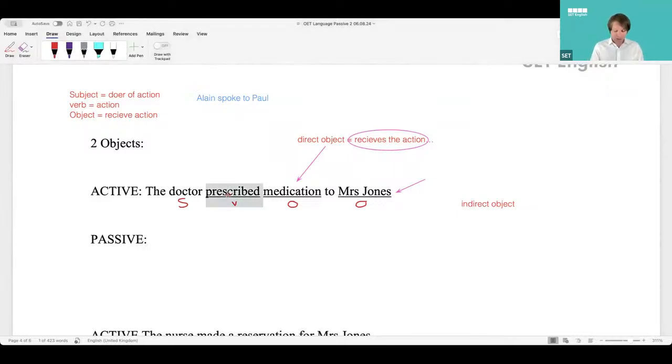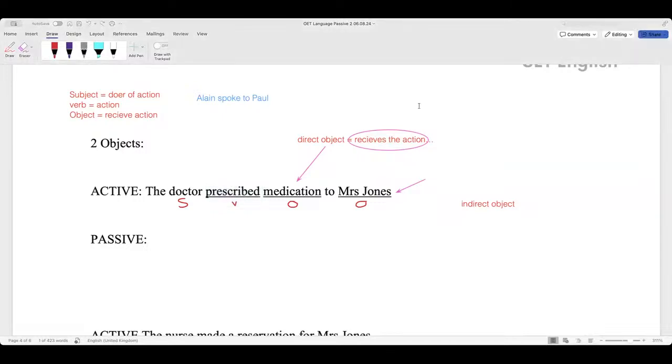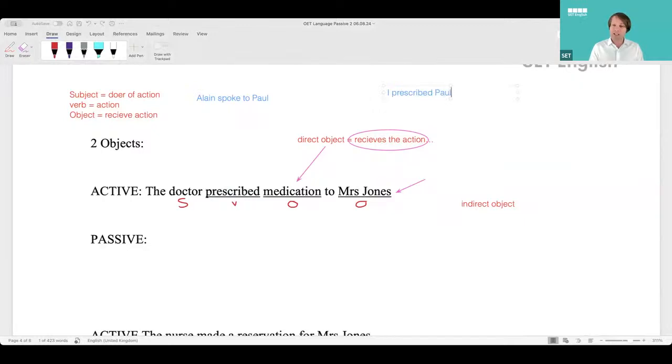If I change this to "speak," then Mrs. Jones can be the direct object, but it's "prescribe." What does that mean, guys? Prescribe. Given. Something we are giving, prescribing. Orders. Do we prescribe medication, or do we prescribe people? We prescribe medication. All the time. Does this make sense? I prescribed Paul. Does that make sense to you? No. Not the direct object. Okay. Now, what is an indirect object?